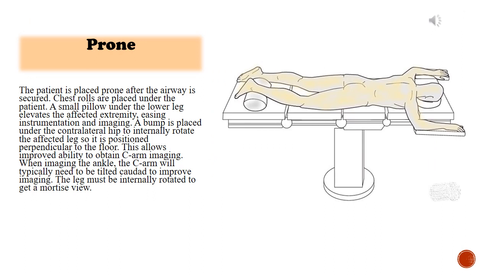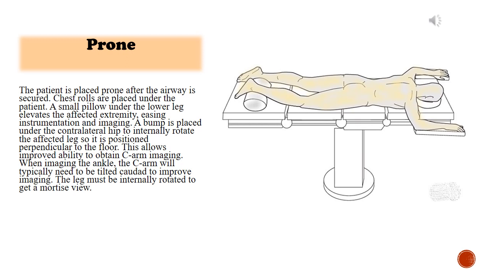Patient positioning. The patient is placed prone after the airway is secured. Chest rolls are placed under the patient. A small pillow under the lower leg elevates the affected extremity, easing instrumentation and imaging. A bump is placed under the contralateral hip to internally rotate the affected leg so it is positioned perpendicular to the floor.